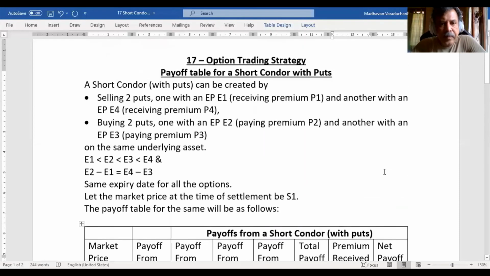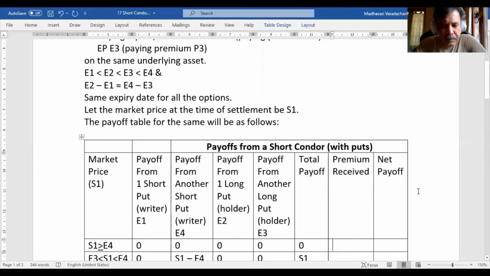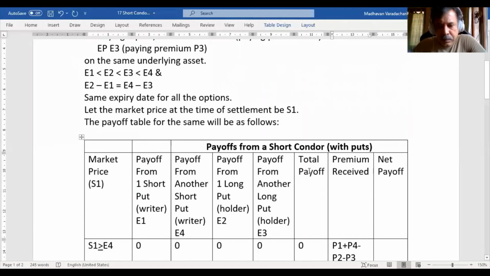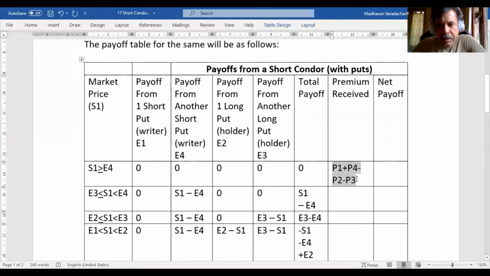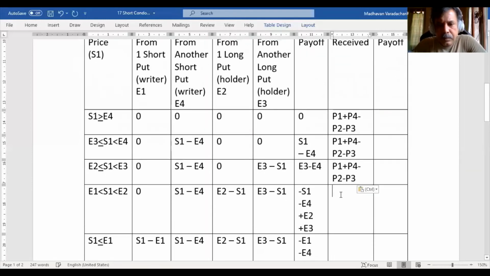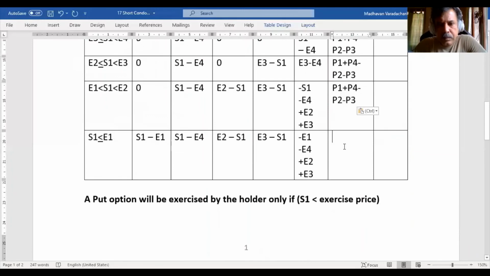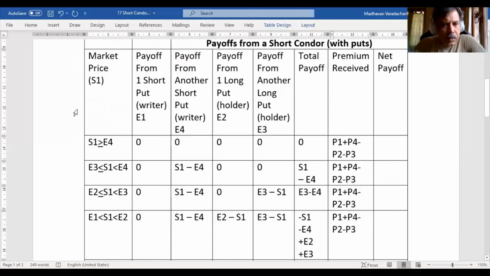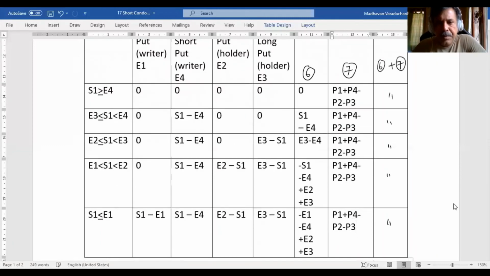Okay, so premium received. Here it is receiving P1 plus P4. Then paying premium P2 and P3. So minus P2 minus P3. Let me copy this in all. So 1, 2, 3, 4, 5, 6. So this is our column 6. This is our column 7. This will be column 6 plus column 7. I'm just putting a ditto there. Everywhere we have to add only.